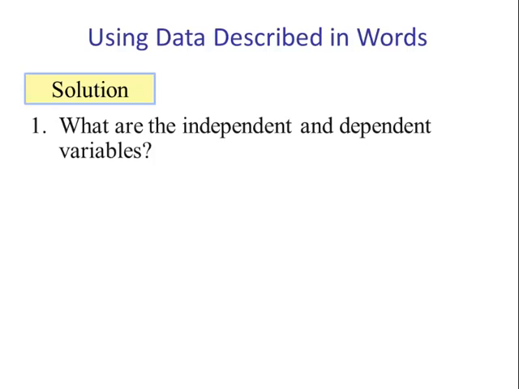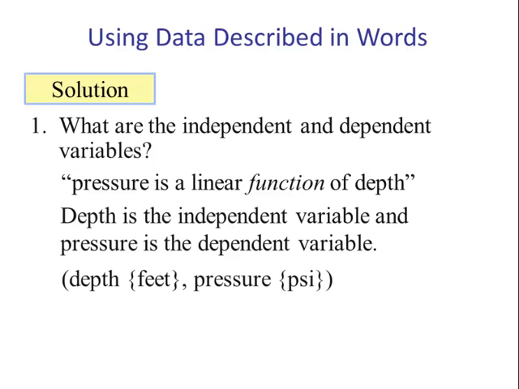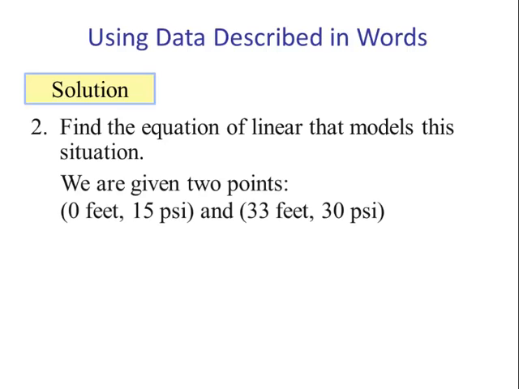Number 1. What are the independent and dependent variables? Pressure is a linear function of depth. That tells us depth is the independent variable and pressure is the dependent. If we write this as an ordered pair, depth, which is measured in feet, comma, pressure, which is measured in psi. Number 2, we are given 2 points, 0 feet, 15 psi, 33 feet, 30 psi.